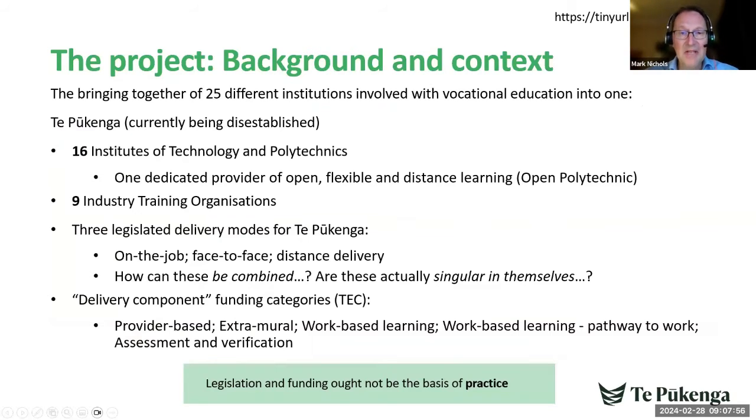So with all that in mind, let me introduce you to the project and its progress to date. The project started about 2 years ago when Dr. Caroline Seelig and I started looking at different delivery modes that the open, distance, and flexible learning model of the Open Polytechnic might support as part of a new network of delivery. So Te Pūkenga, the New Zealand Institute of Skills and Technology, started taking shape in 2022. Its mission was to bring together all vocational education from 16 regional institutes of technology and polytechnics and 9 industry training organizations into a single network.